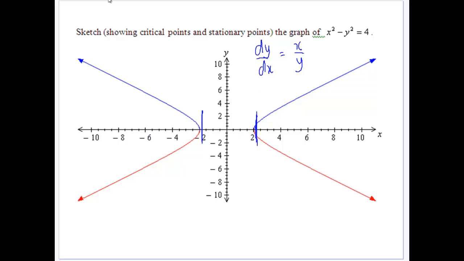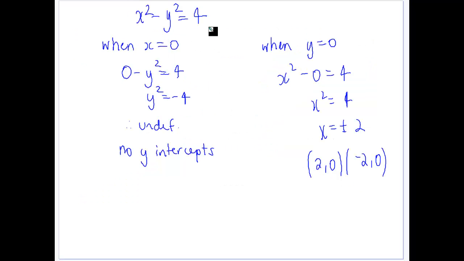So what do we need to establish? We need to establish critical points, stationary points, if there are. So we're looking first at, well, what are critical points? Let's have a look where it goes through the axis. If we've got x squared minus y squared is equal to 4, when x is equal to 0, then you get 0 minus y squared equal to 4. So that gets us y squared is equal to minus 4, which is undefined. So there's no y-intercepts in this case. We don't ever go through the y-axis.